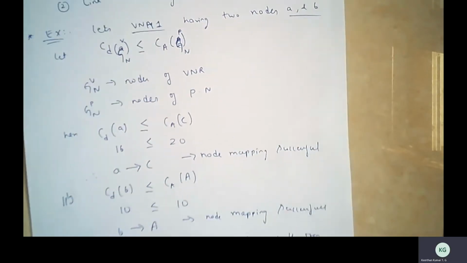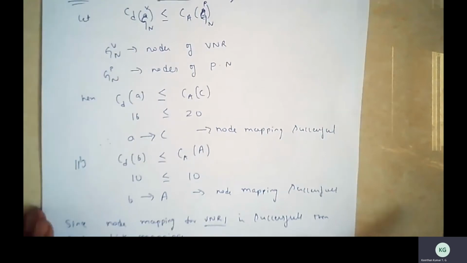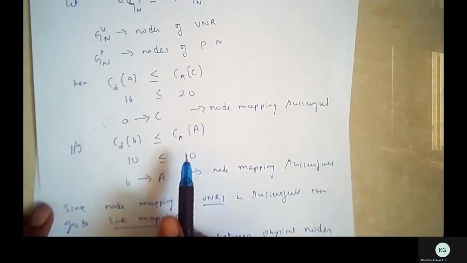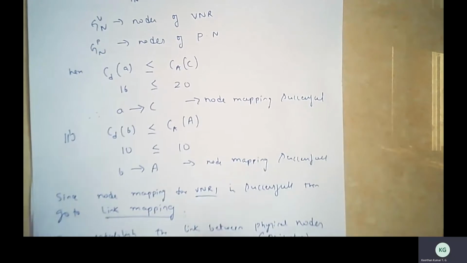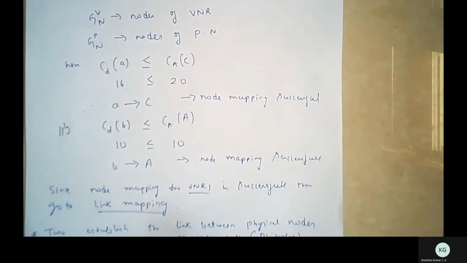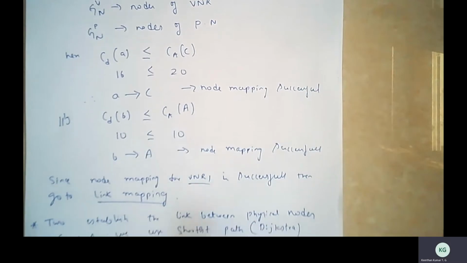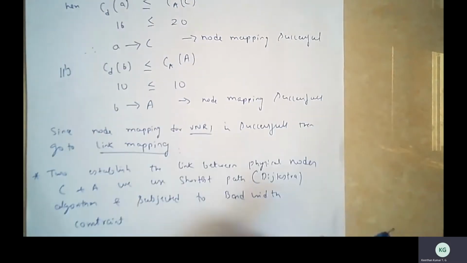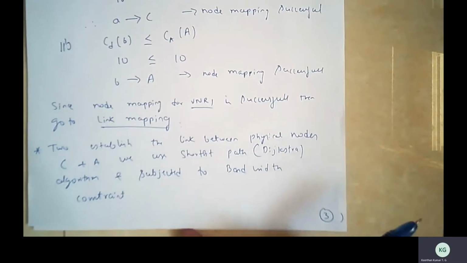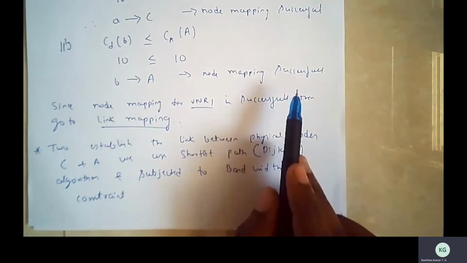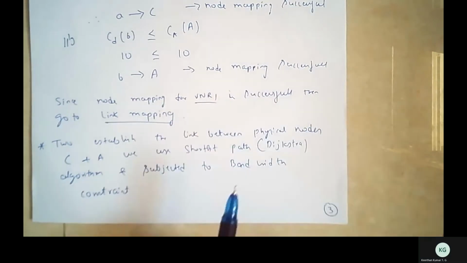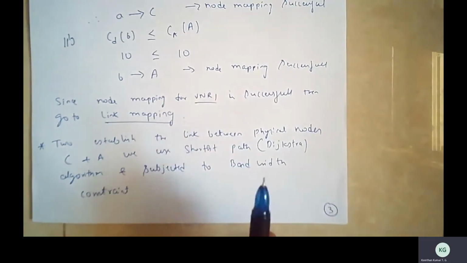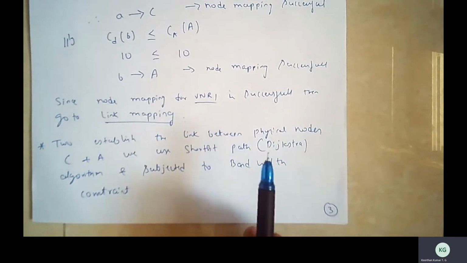10 is less than or equal to 10. Now, I took capital A as a physical server to map the VM B. So the constraint is matched, right? Since the constraint is matched, node embedding is successful. You need to remember, after node embedding is successful, I can go for the link mapping.